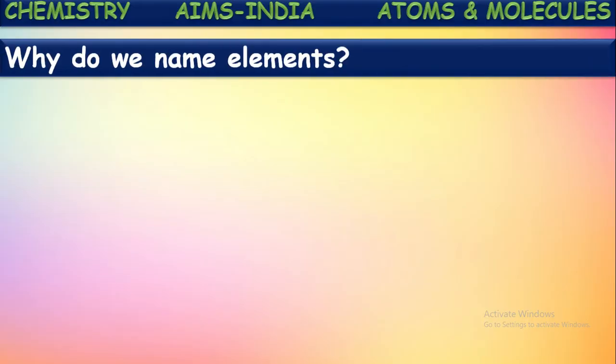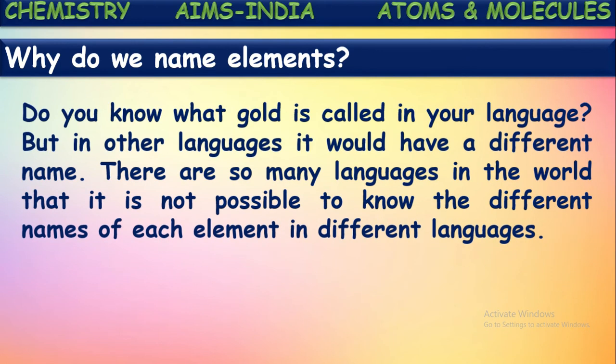Before that, let us see why we name elements. What is the purpose of giving fixed names for the elements? Do you know what gold is called in your language? If your language is Telugu, it is called Bangaram, isn't it? And if it is Hindi, it is called Swarna. If it is Tamil, it is called Tangam. In other languages, it would have a different name. Not only this element, actually, each and every element has a certain name in different languages.